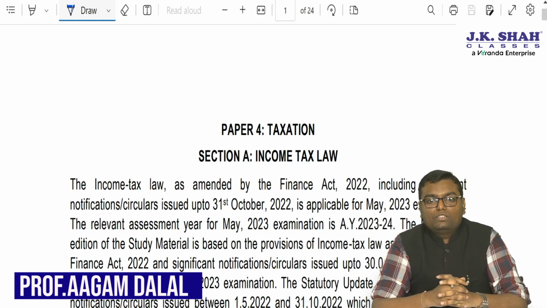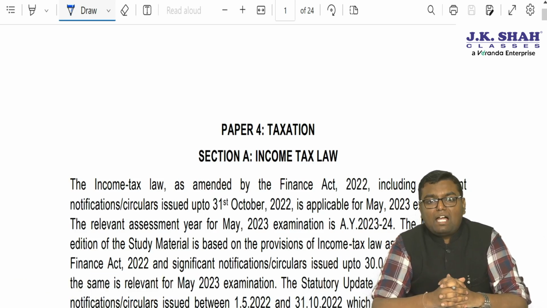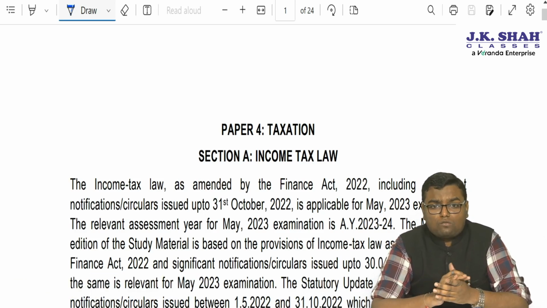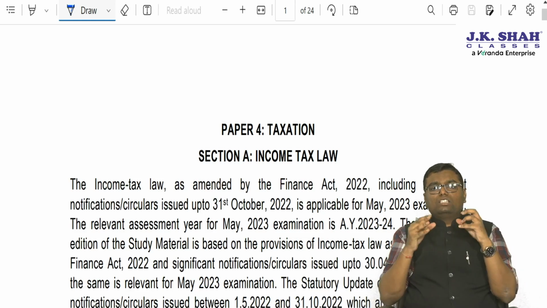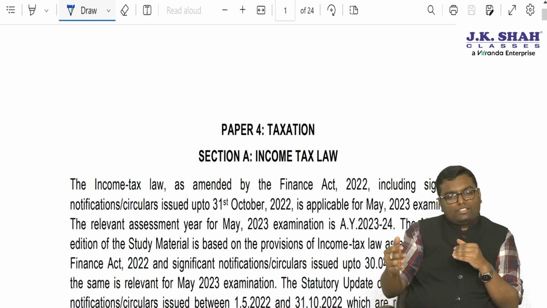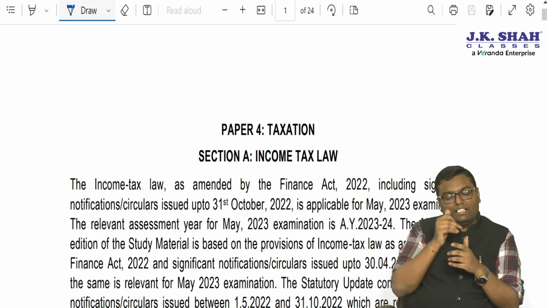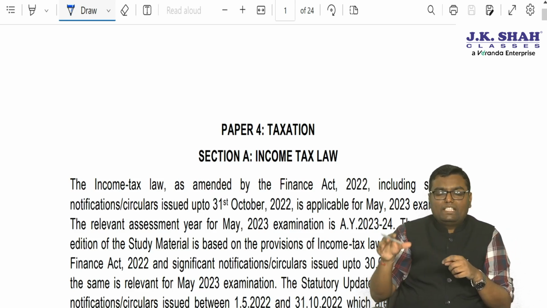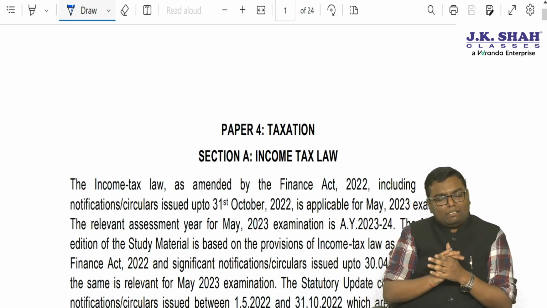Now we are going to discuss the RTP issued by ICAI for the May 2023 attempt. I will be discussing all the main provisions covered in each and every question, and we'll go through the entire RTP. A nice RTP has been prepared.